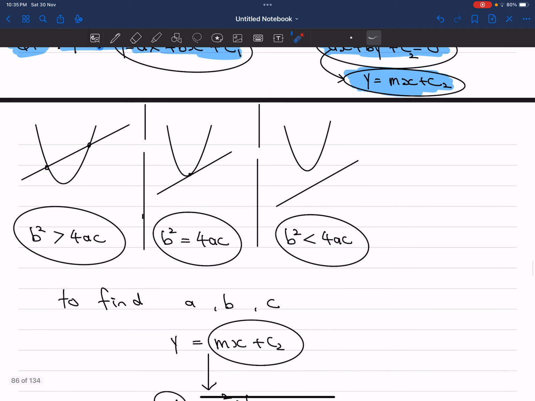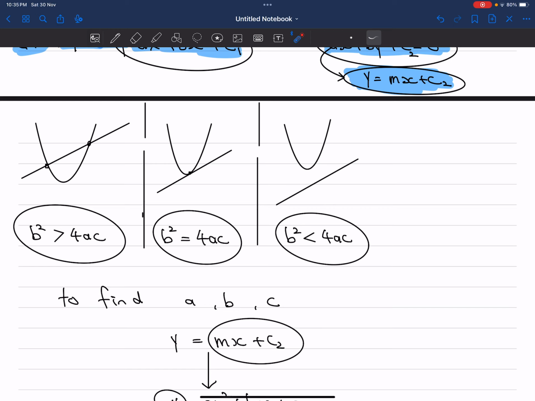And the notes are: the quadratic function and straight line intersect at 2 points, therefore b squared more than 4ac. The quadratic function and the straight line intersect at 1 point, b squared equals 4ac. And the quadratic function and the straight line do not intersect, b squared less than 4ac.